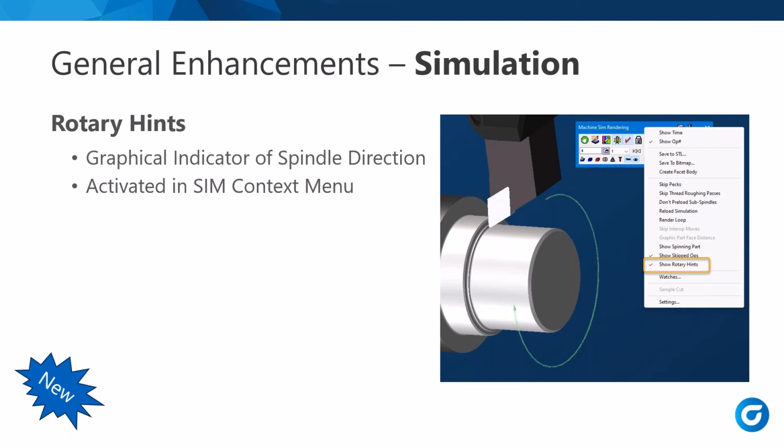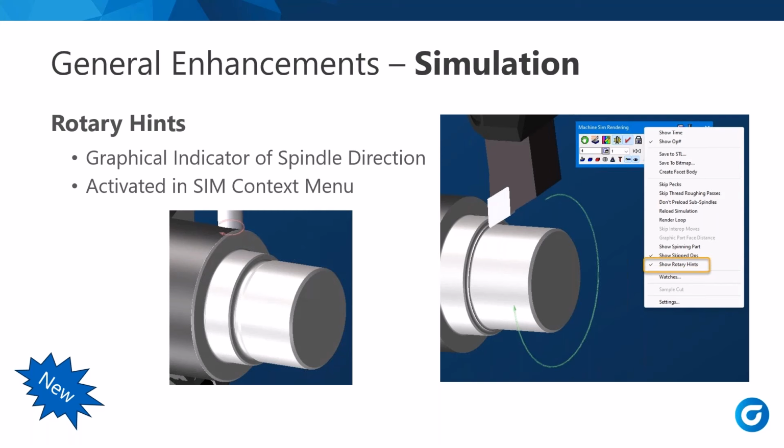Another improvement in simulation is the rotary hints. So on the right there, you see the rotary arrow hint for a part spindle. And on the left, you'll see it for a tool spindle. And this is turned on in the context menu for Machine Sim. Just more feedback about what's going on as you're watching simulation.